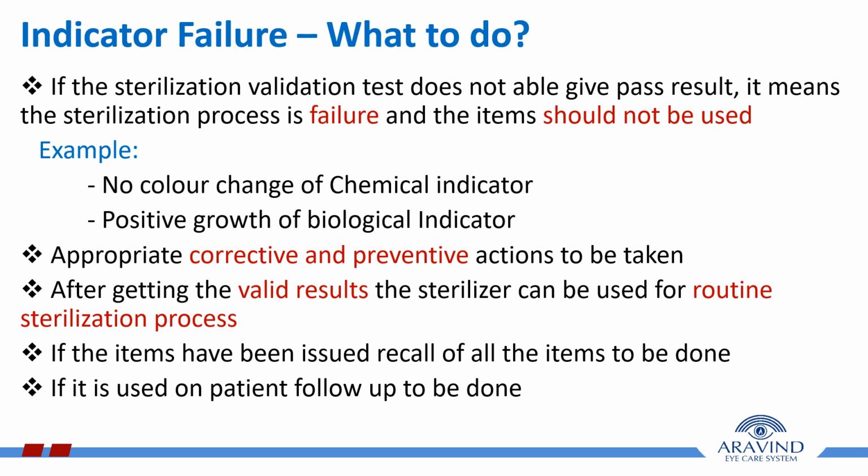If the indicator shows a failed result, the sterilizer should not be used for the sterilization process, and the materials sterilized in the faulty sterilizer should not be used. Then appropriate corrective and preventive actions are to be taken. The sterilizer can be used only after getting valid results. If the items have been issued, recall all the items. If they have been used, follow-up of the patients is to be done.